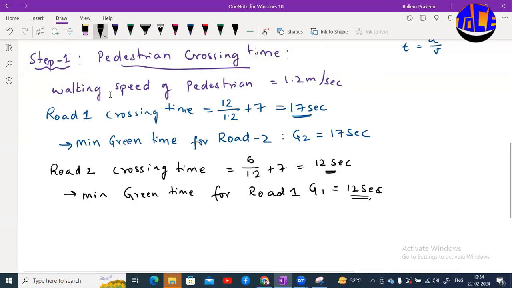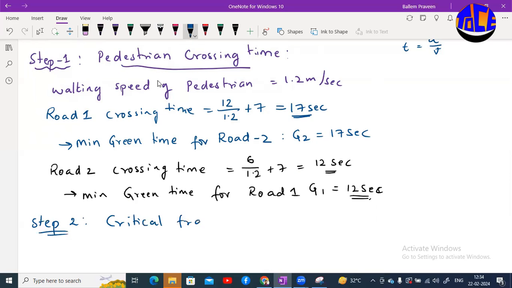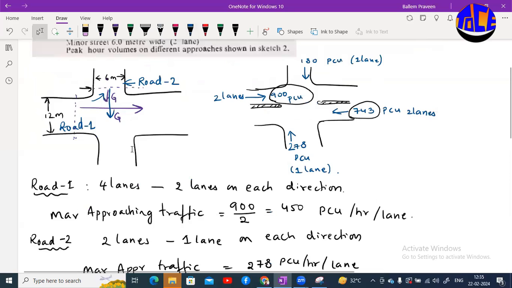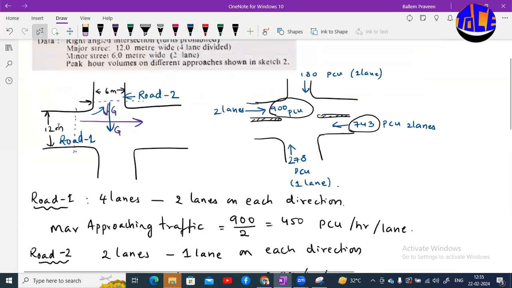Okay, so this is based on pedestrian crossing time. These are not the final values. We need to go for the next step. Next step, step 2, is based on critical traffic flow. So based on critical traffic flow, wherever the maximum traffic is, in whichever lanes or direction you have maximum traffic, there the green time should obviously be more.